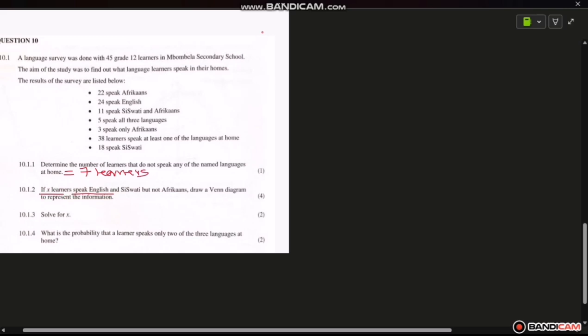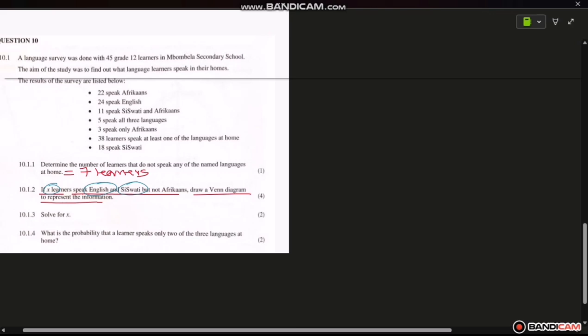If X learners speak English and Siswati but not Afrikaans, draw a Venn diagram to represent the information. So this X is the intersection between English and Siswati. I hope it makes sense. Therefore, let's try to represent the information in a Venn diagram.